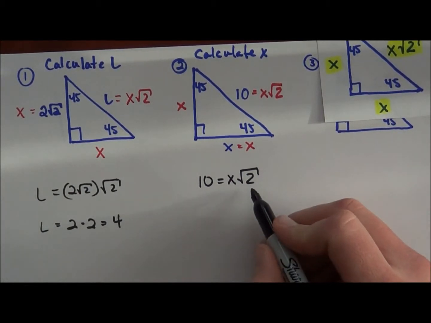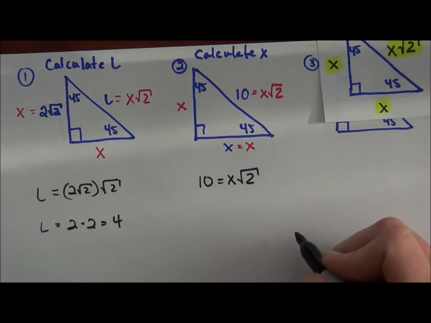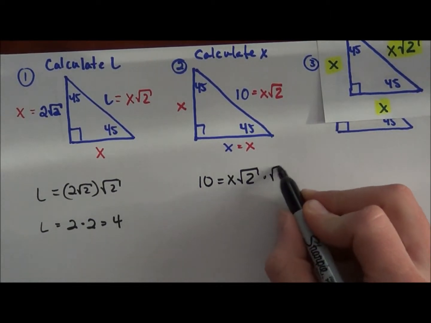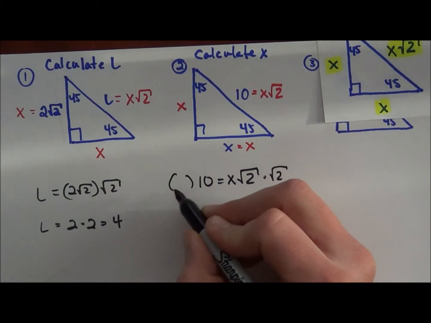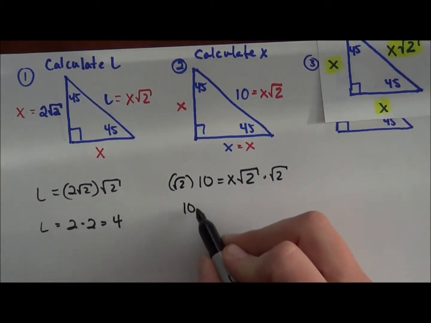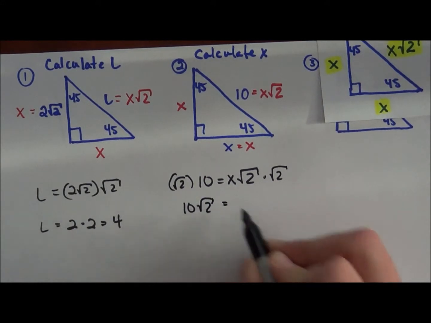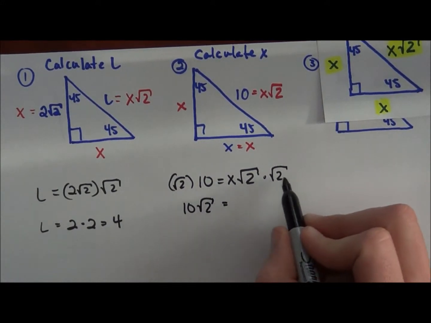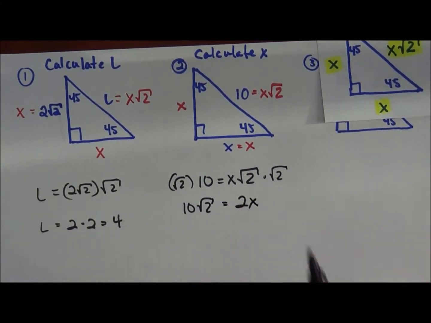Now it will leave a 2 here, but it's a lot nicer than having that root 2. So I'm just going to multiply by root 2, multiply this side by root 2, and what we now have is that 10 root 2 is equal to, now don't forget this, root 2 and root 2 is 2, so I get 2x.